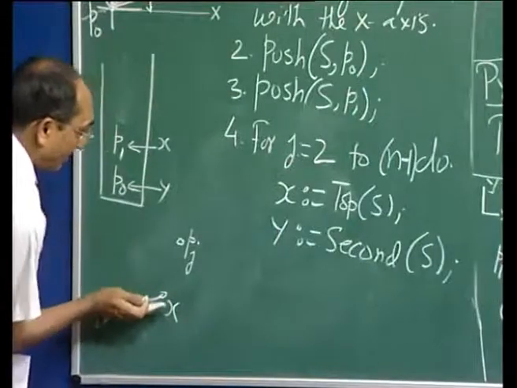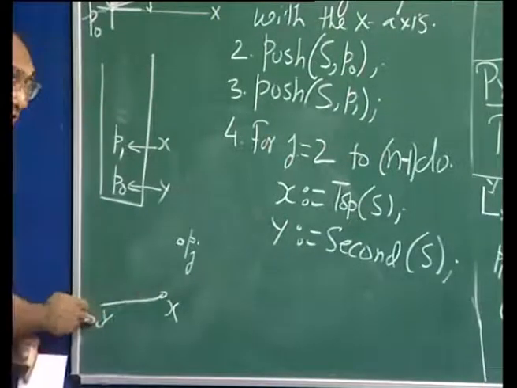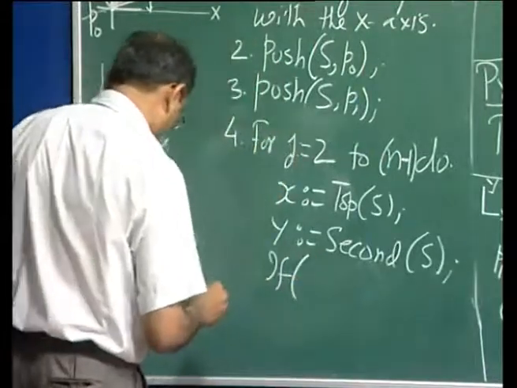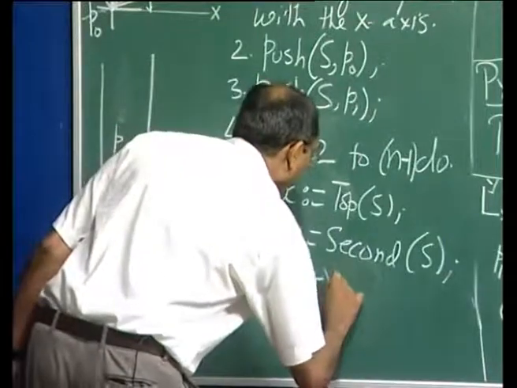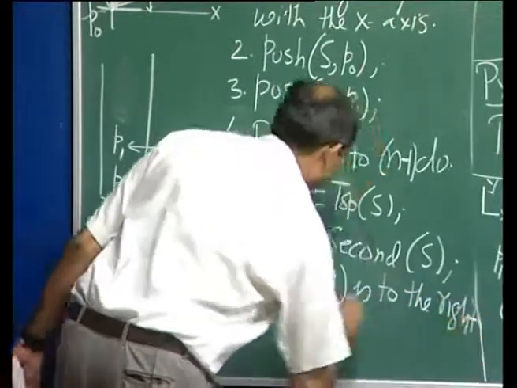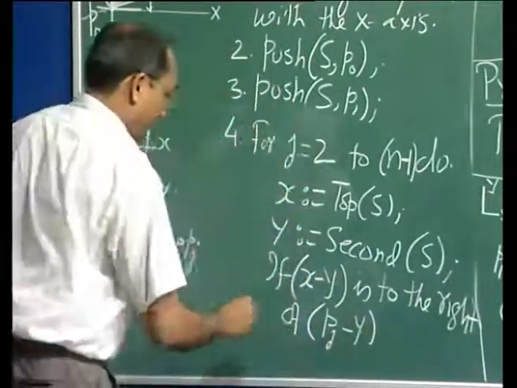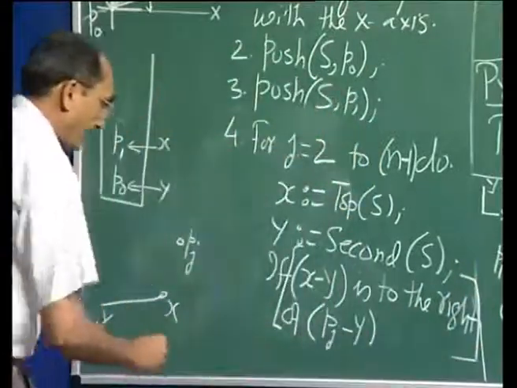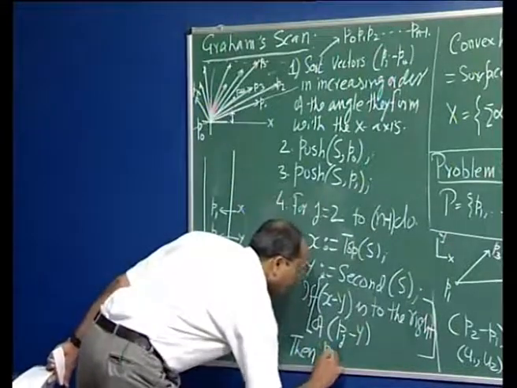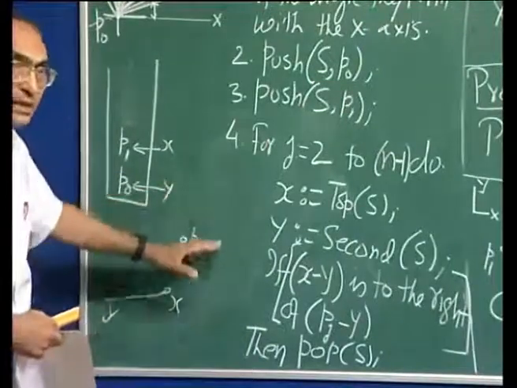So, if the vector x minus y is to the right, to the left of pj minus y vector, then we have to remove this. So we will say if x minus y is to the right of pj minus y, this is the condition, then pop S. But we have to do this iteratively. This has to be repeatedly done.